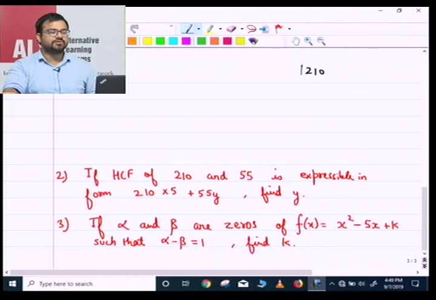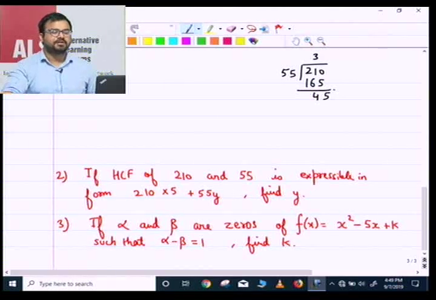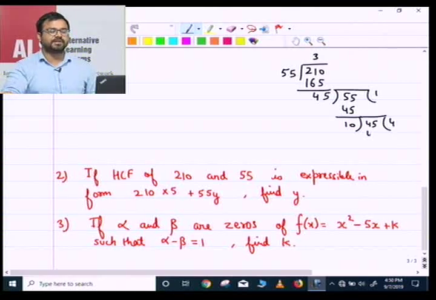So 210 divided by 55. 55 4 times will be 220, it will be greater. We will go 3 times. So 55 3 times is 165. So we will get 45 as the remainder. Now we will make 55 the dividend. 45 1 times 45, remainder 10. Then again 45, 10 4 times 40. Then again 10 will be the dividend. 5 2 times 10.